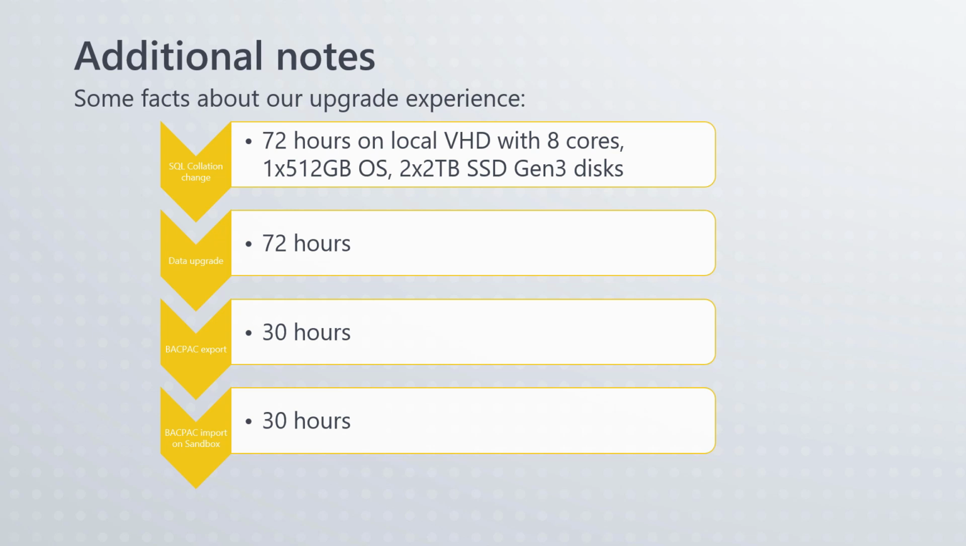Now, when we were doing the collation change using the bacpac method, it was 72 hours total on a really fast local VHD with 8 cores and SSD disks for the data and the operating systems. Then the data upgrade execution was another 72 hours. Exporting this bacpac on the local VM took 30 hours. And to transfer it to the cloud and import it on a sandbox cloud environment, it was another 30 hours. Now, this is adding up to quite a lot, and our operation currently cannot sustain this long of a break to just do the data conversion when we're going live.